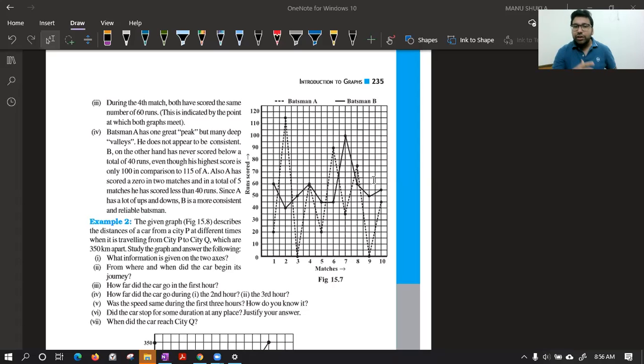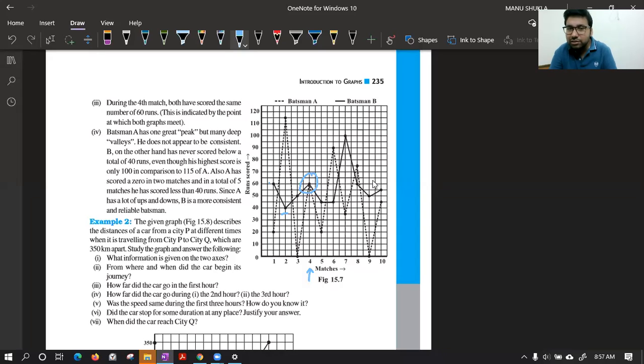Others please try. If you observe, the first point is different, the second point is different, the third point is different, but the fourth point is here. The fourth point is exactly the same. They both have scored how many runs, beta? They both scored 60 runs. In which match? In the fourth match, they have scored the same number of runs, that is 60.